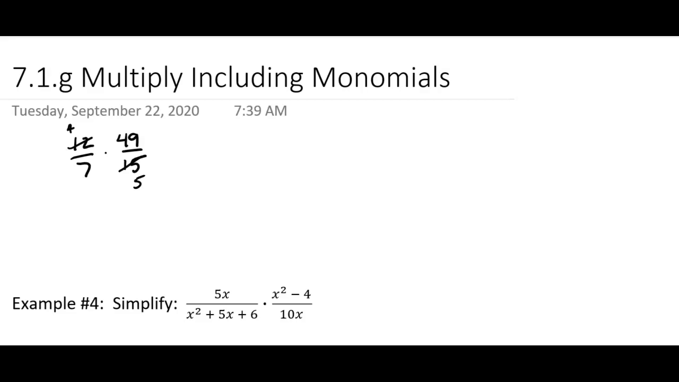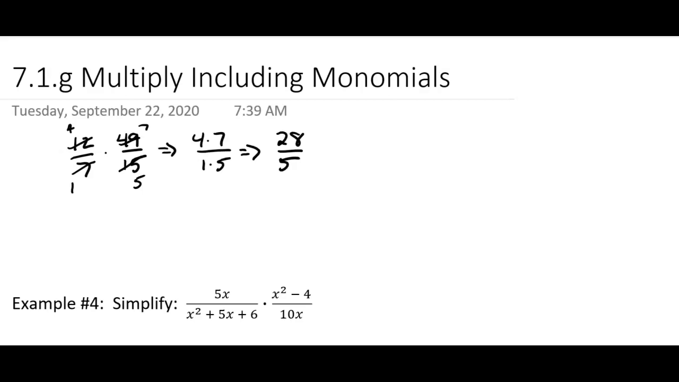But sometimes we'll call this cross-canceling. 7 goes into 7 once, and 7 goes into 49 7 times, something like that. And then we would get 4 times 7 over 1 times 5, and then you just multiplied and had 28 over 5. So that's how we did it when we had numbers, just constants in there.